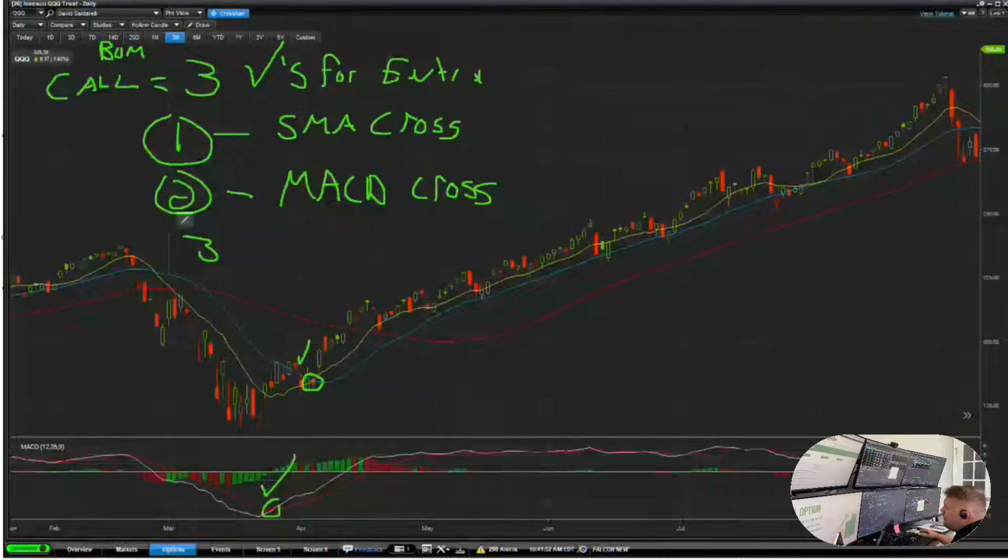Now, number 3, guess what that is? The first candle above the 10-day and 20-day simple moving average after those 2 crossovers. So there's a cross, there's a cross. Where's the next green candle above the 10 and 20? That's right there. So there's your entry. Now, guess where your exit is? Your exit's going to be that first red candle below the 20-day simple moving average.